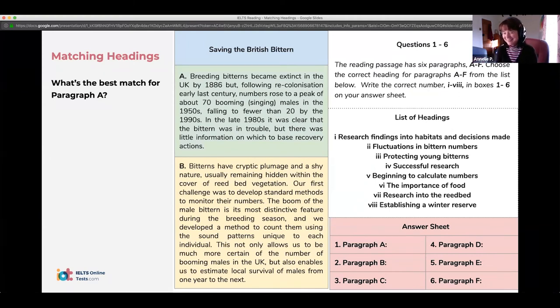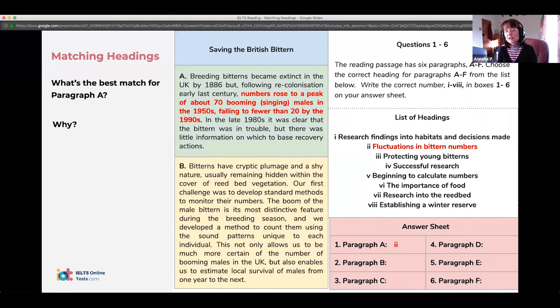Thank you. People can't wait. So we've got fewer than 20. What else? Good, it's all about numbers. We have rose to a peak, we have falling to. So these are synonyms or paraphrases, other ways of saying fluctuation. We also specifically have the word numbers. So clearly that is the fluctuation. There's nothing else there that talks about any kind of change in the numbers. But they do try and trick you with calculating the numbers, but it's not about the change in numbers.